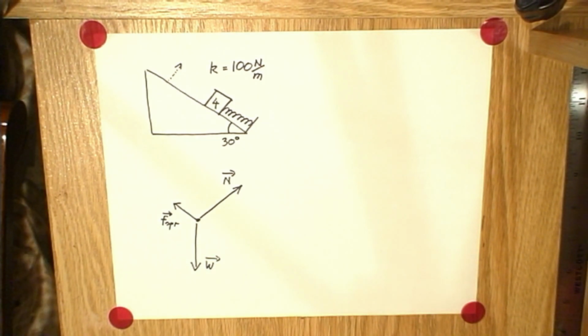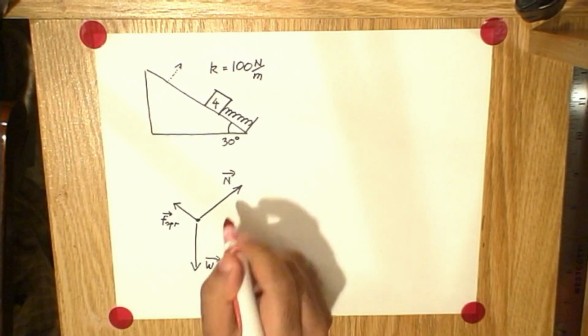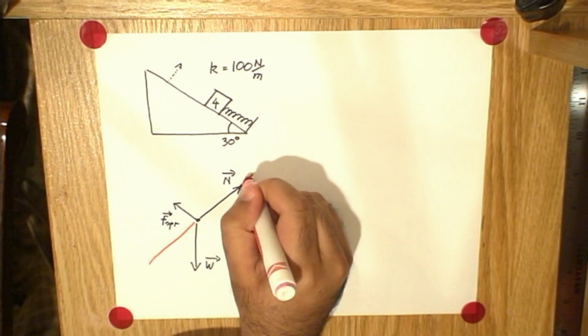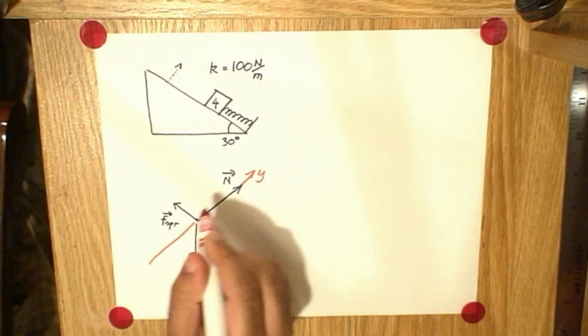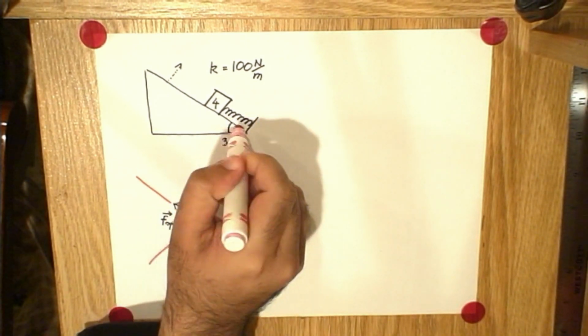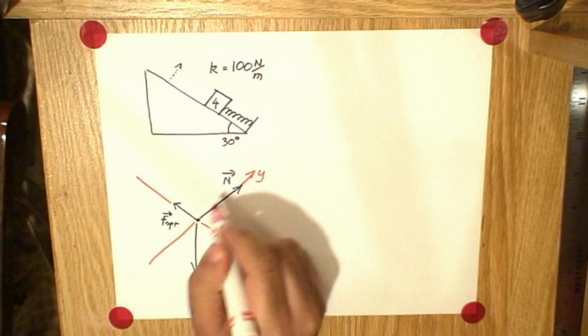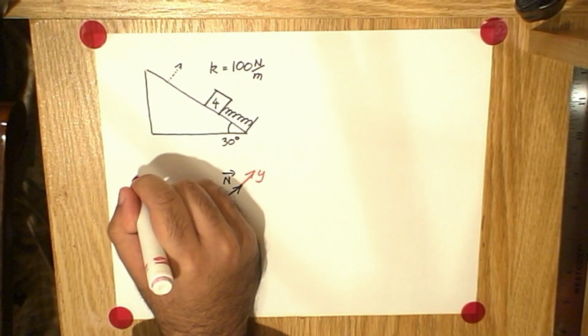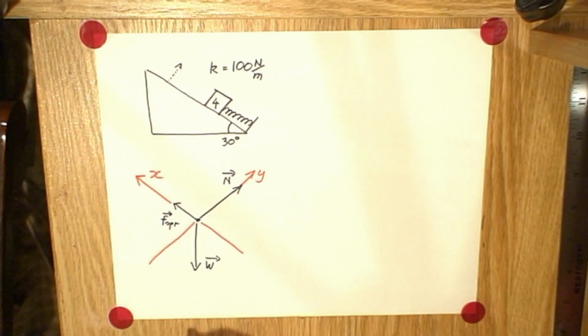The next step is to draw in the axes. In any ramp question, the y-axis is always put in line with the normal force. The x-axis is always along the ramp. So the y-axis is perpendicular to the ramp, like the normal force, and the x-axis is along the ramp. I'm going to set upwards as positive.